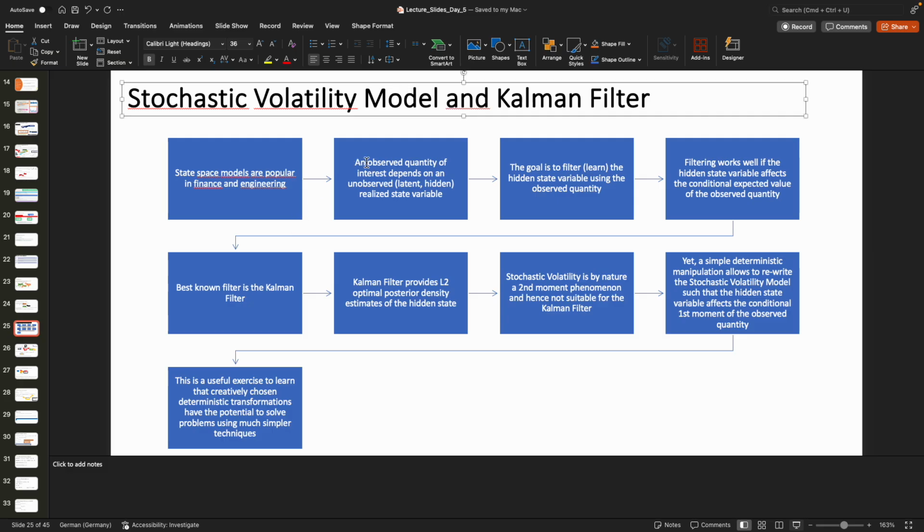What we do is basically we have an observed quantity, and it depends on something which we are interested in, but it's not observed. And we want to learn, based on the observed quantity, what was hidden. So these hidden variables we want to learn are called hidden or latent. Latent means unobserved.